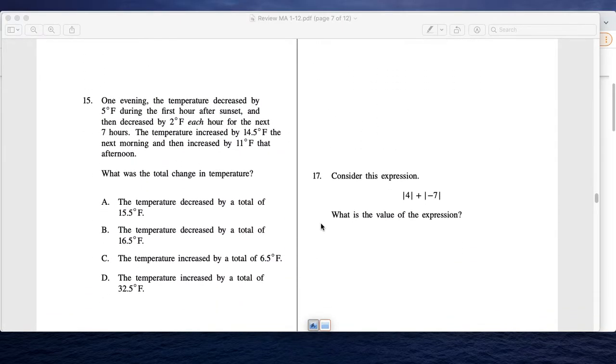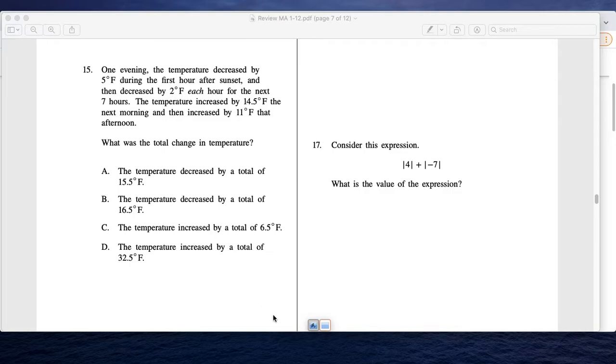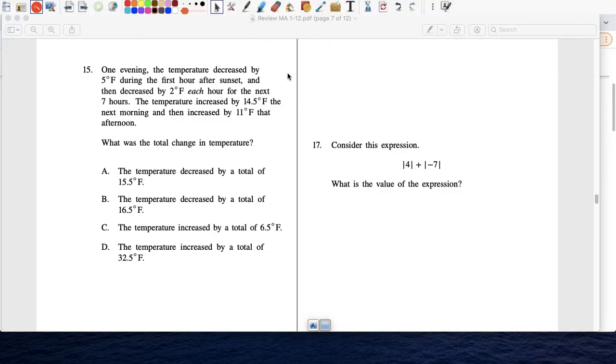17, one evening the temperature decreased by 5 the first hour after sunset, and then decreased by 2 each hour for the next 7 hours. So wherever the temperature was, it decreased by 5, so minus 5. And then it decreased 2 each hour for the next 7 hours. 7 hours, so it was -2, another -2, and -2. So we went down another -14 in total after 7 hours.